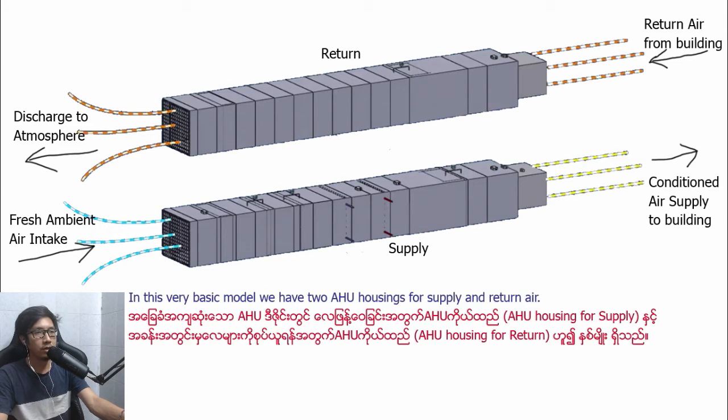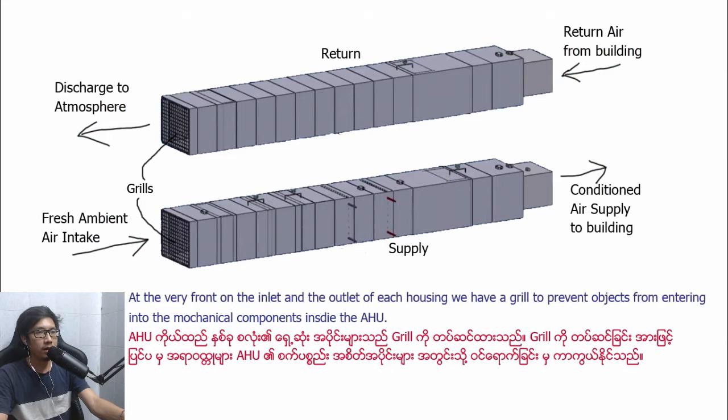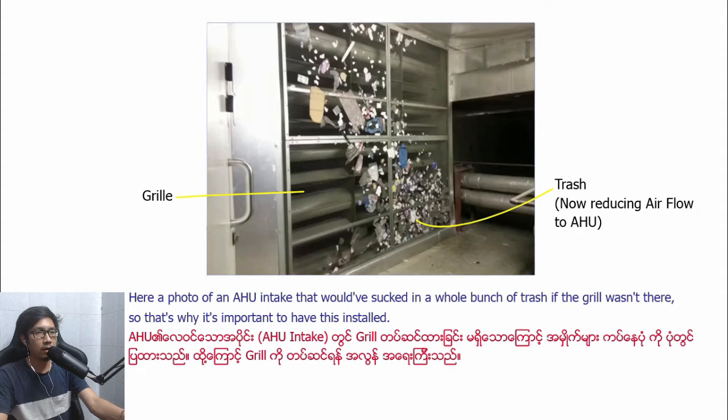In this very basic model, we have two AHU housings for supply and return air. At the very front, on the inlet and outlet of each housing, we have a grate to prevent objects from entering into the mechanical components inside the AHU. Here is a photo of an AHU intake that will suck in a whole bunch of trash if the grate wasn't there. So that's why it's important to have this installed.